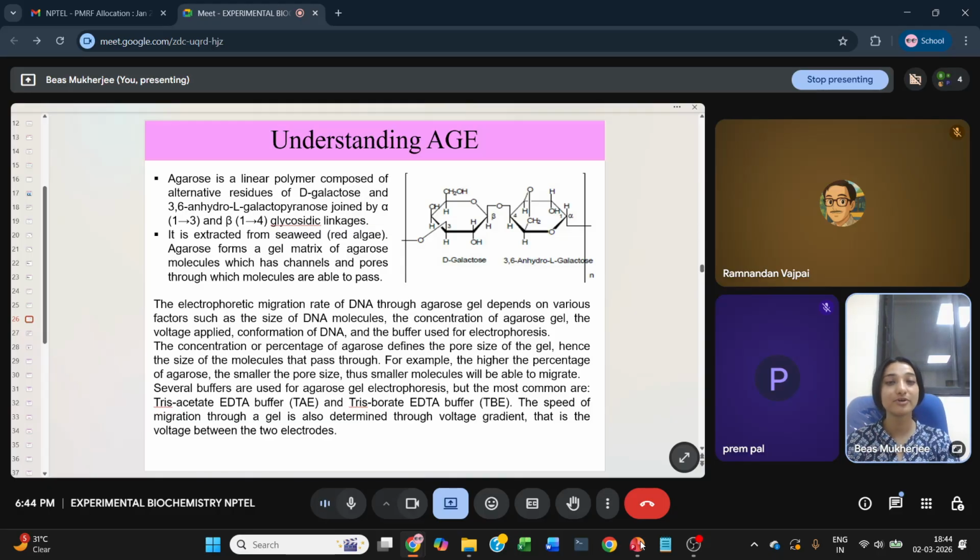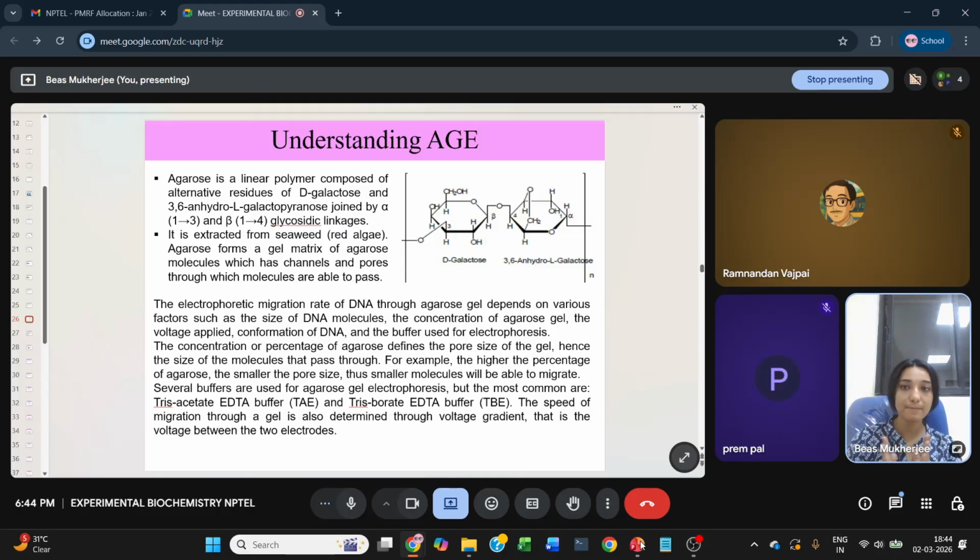So these are important because they might ask you questions. In some exams, they ask you all of these questions. So it's important that you remember them. Okay. Now, it is extracted from seaweed or red algae. Agarose forms a gel matrix of agarose molecules which has channels and pores through which the molecules are able to pass.